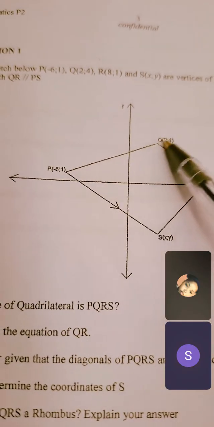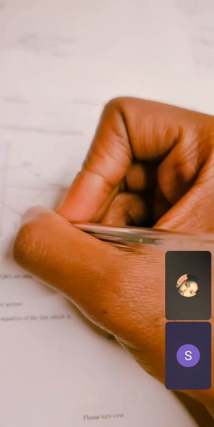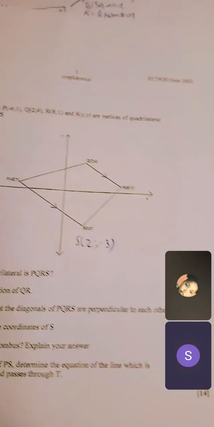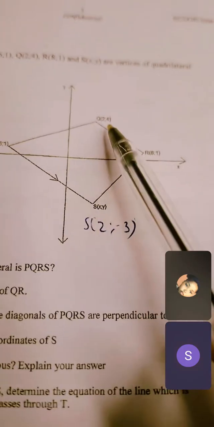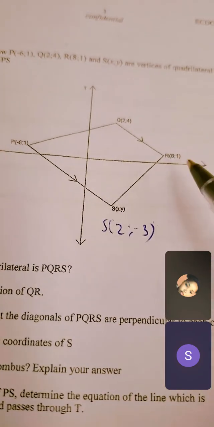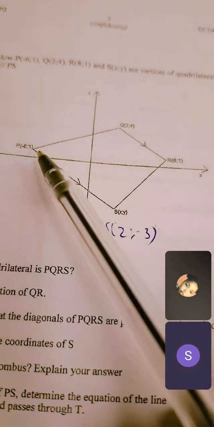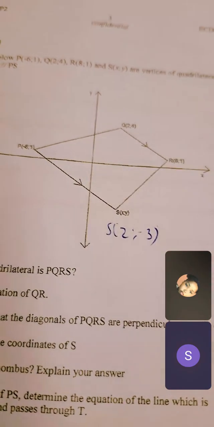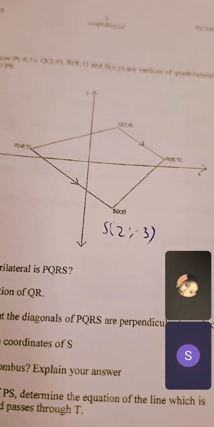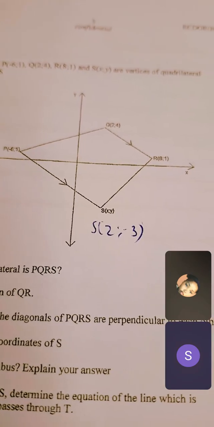In fact, you guys do it. You now know the coordinates of S are (2, -3). Or maybe what you can do is calculate the midpoint of QS and PR and check if the midpoints are shared. Guys, if the midpoints are the same, this is a rhombus. Game over. It's a rhombus.